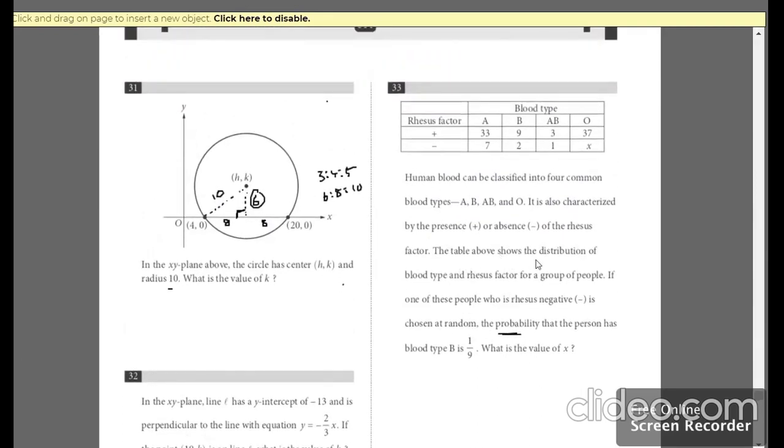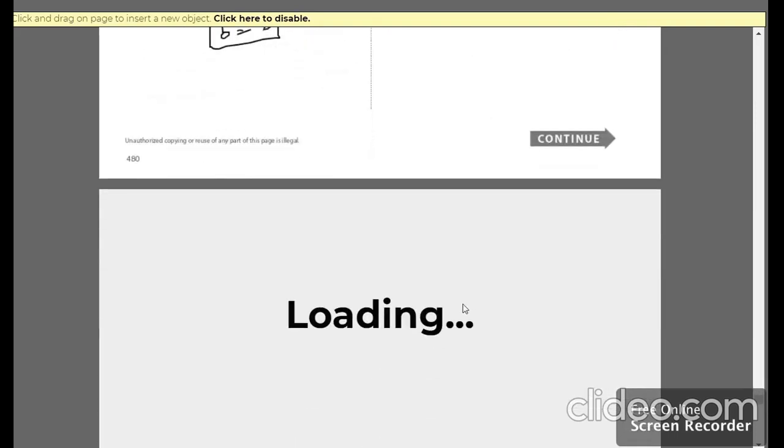And this is a probability question, as we can skim it. Now what they're saying is the table above shows the distribution of the blood type and the rhesus factor of a group of people. Of one of these people who is rhesus negative, so we just have to look at this particular criteria. A person has been chosen, blood type B, that is 1 by 9, which is equivalent to 2 over 18. It means the total for negative is 7 plus 2, 9, plus 1, 10. So out of 18 we have the total, so the x is going to give us 8. That's how you do the answer so fast.